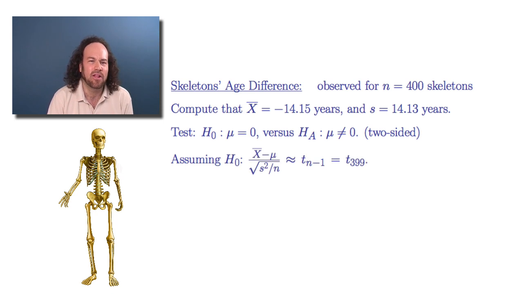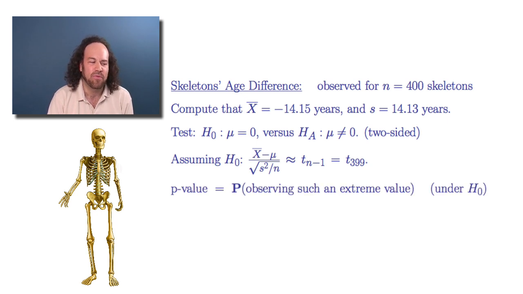Now, in the theoretical world, we know that x bar minus mu divided by the square root of s squared over n has approximately a t-distribution with n minus 1 degrees of freedom. In this case, n is 400, so n minus 1 is 399.